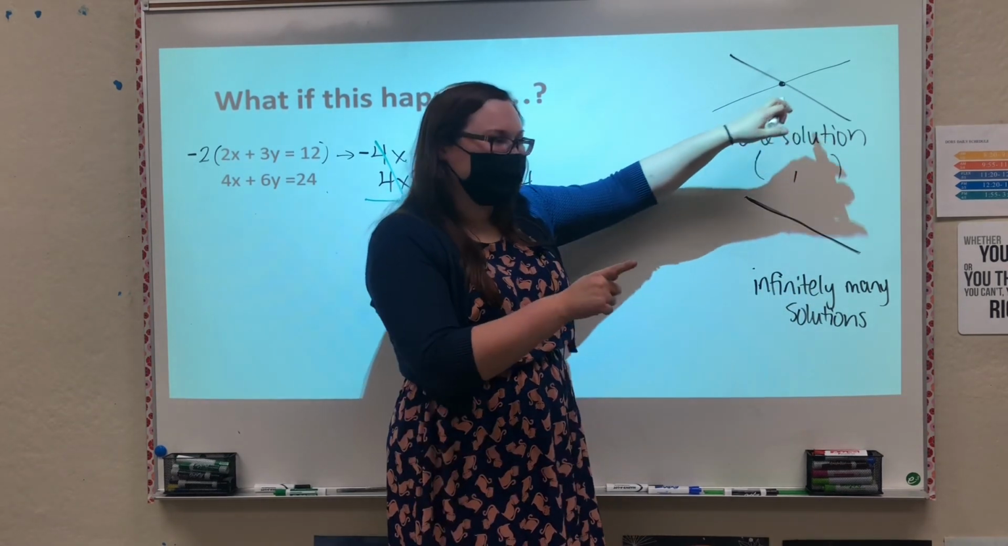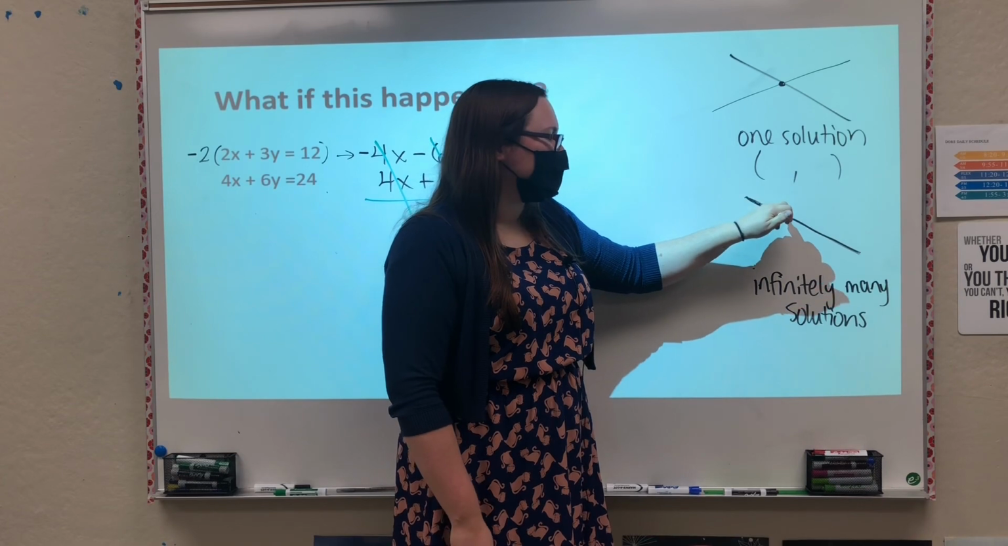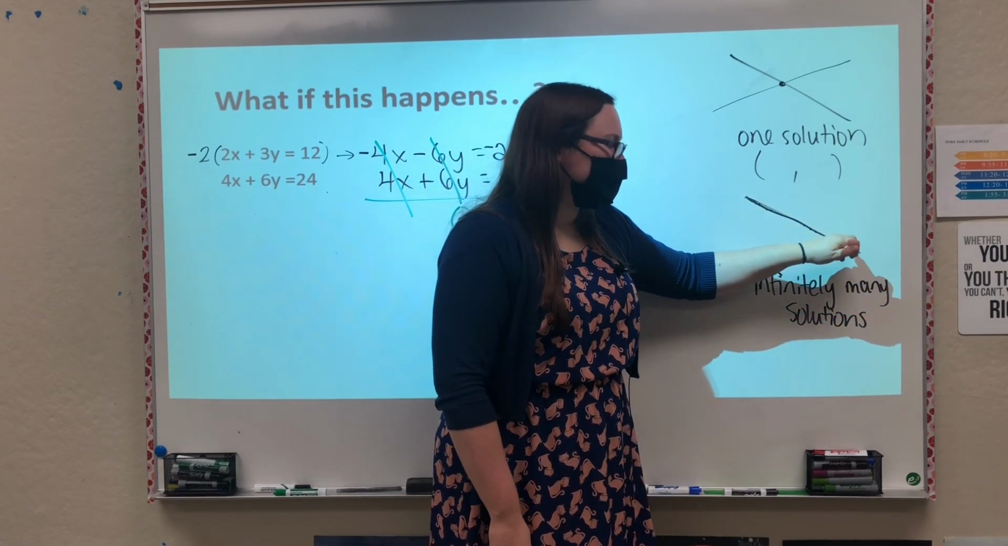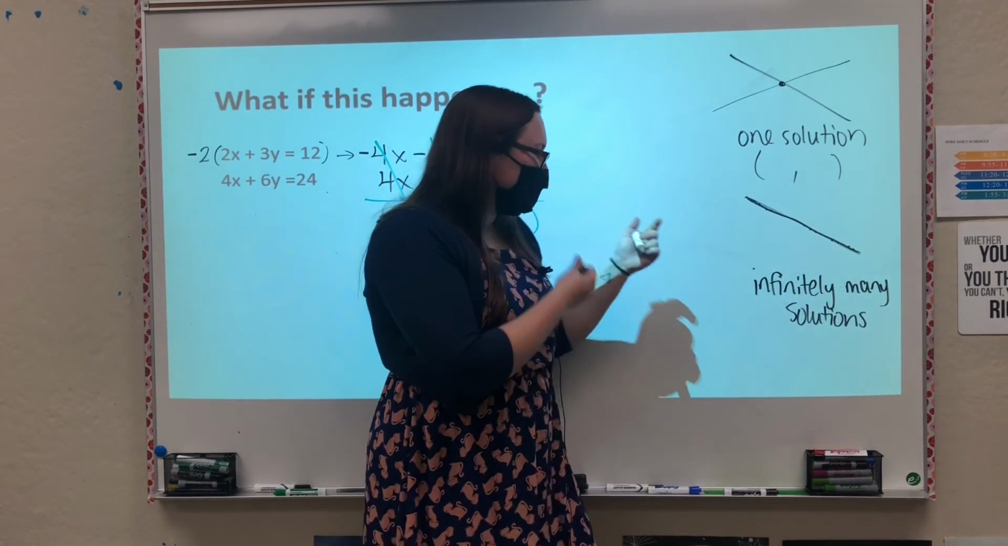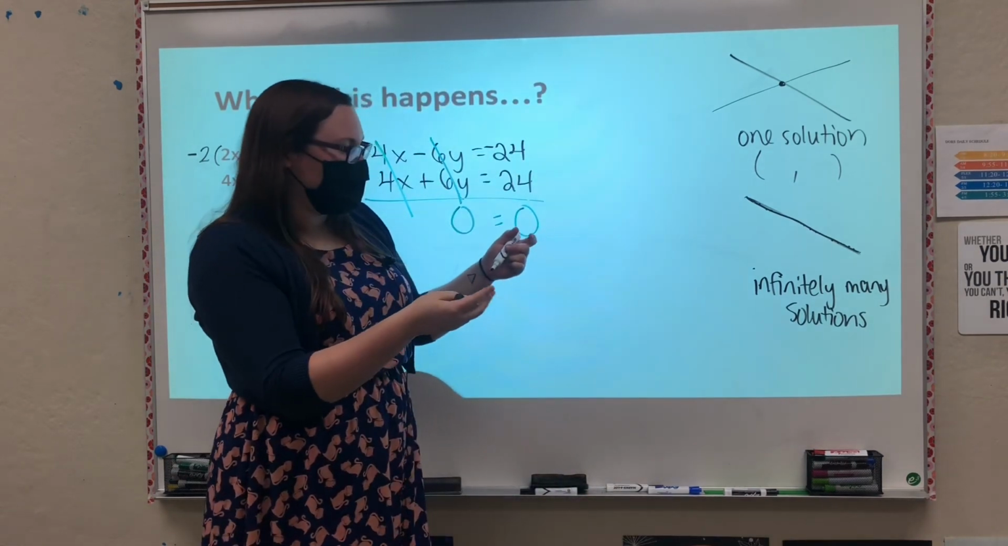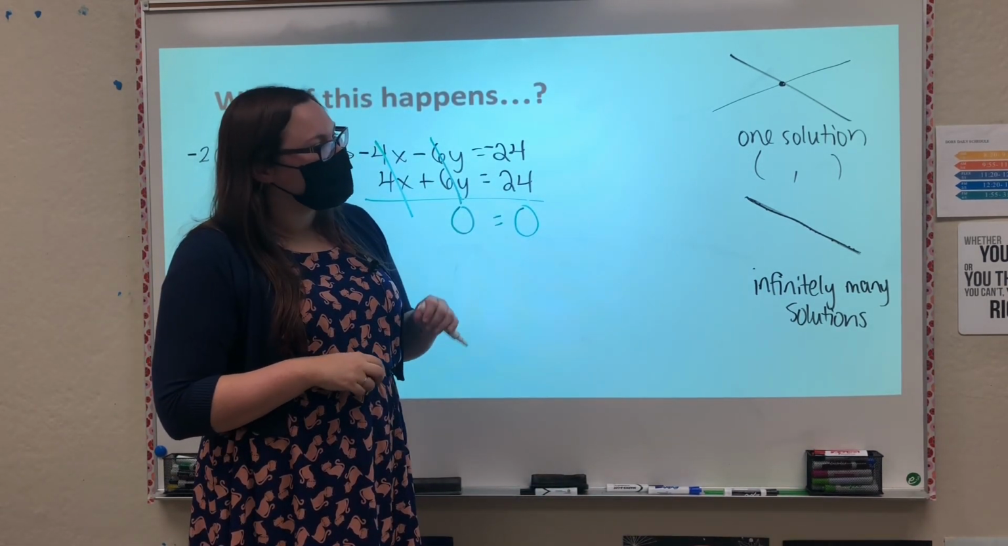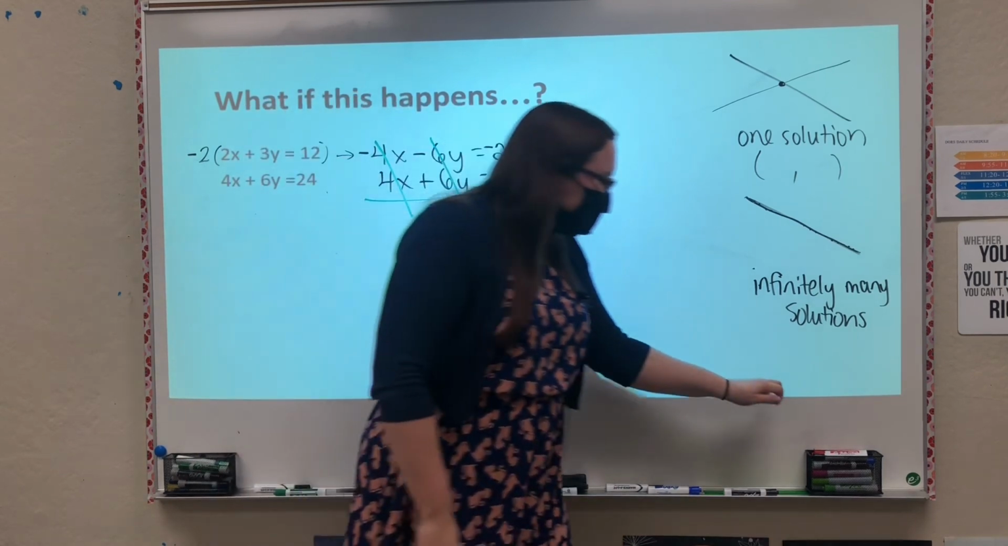So this one here is intersecting at one point. You're saying they're always intersecting. They're intersecting at all the same points because they are the same line. So that was a second option. What was the last option? No solution. What does no solution look like?